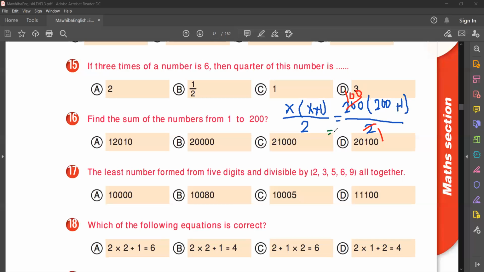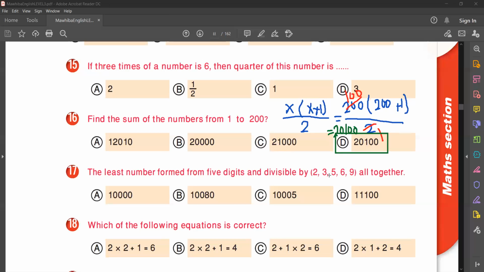What is the answer here? Because 100 multiplied by 201 is 20,100. So the answer is number D. The answer is number D. Okay, you now know how to find the sum of numbers from 1 to 200.